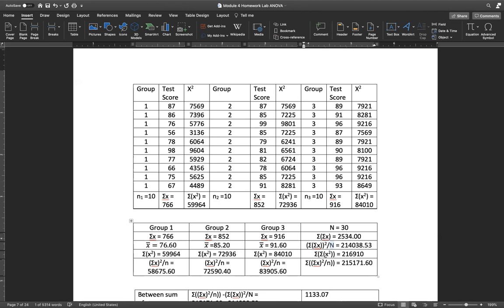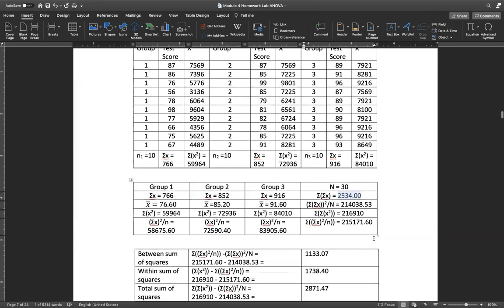And then this is the summation of x squared, which is these right here. This one is the summation of these, so this number, which is the summation of summation x, 2,534, goes right here. I square that, then I divide that by 30. This one is the summation of these, and this one is the summation of these. So you can see how this chart can really help you stay organized, because it's really easy to miss a step or lose a step.